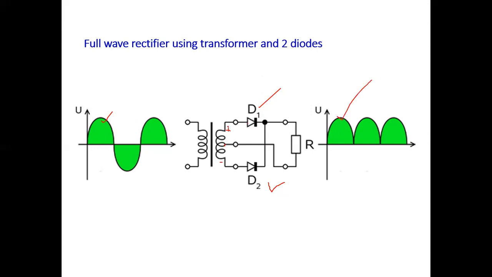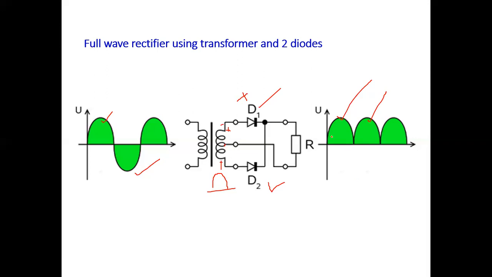When you give the negative signal to the D1 side, this one is open circuit. If it is negative here, it will be positive there, so that positive goes to D2, and D2 goes directly to the output. So again you will get a positive cycle. This is one of the best methods for converting the AC signal to DC.